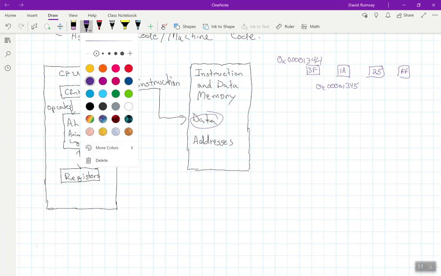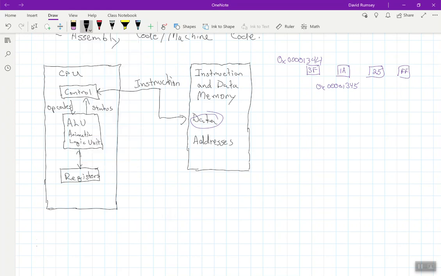So where we had left off, remember, was we had talked about how memory works here, where we have these pieces of data. For instance, this 3F, 1A, 25FF, and then that's our actual data. But then we have these addresses here, the 0x00001344, and then we did 1345, and those are like the actual location in memory where that is stored.